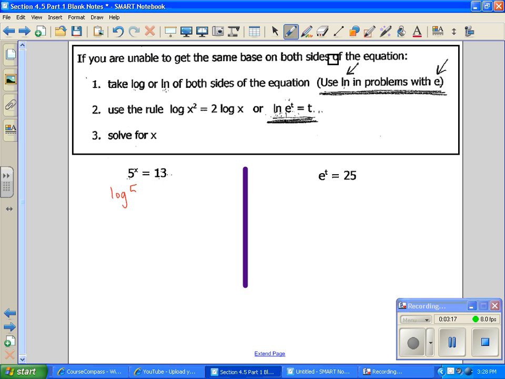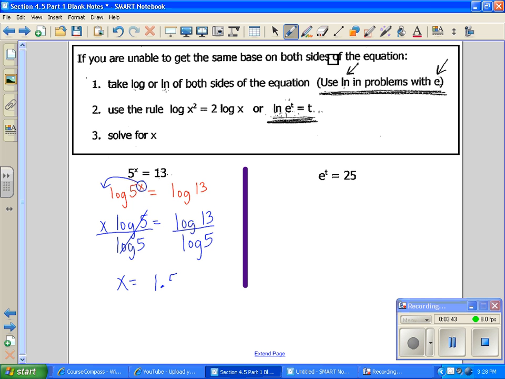The log of 5 to the x is equal to the log of 13, and I'm going to use my properties that we learned the other day. So an exponent can be pulled out front, so that's x log of 5 equals the log of 13. And if I want to get x by itself, I'm going to divide both sides by the log of 5. Now, I'm going to put log of 13 divided by log of 5 in the calculator. I'm going to get approximately 1.5937.